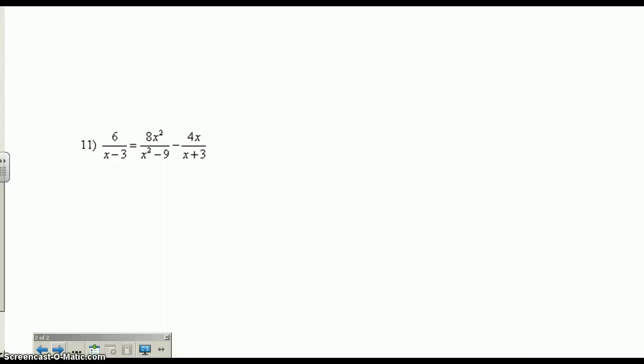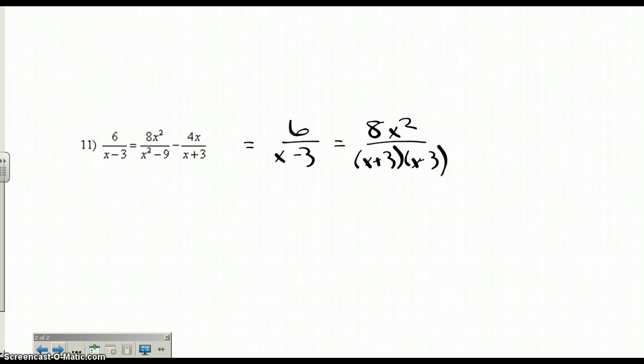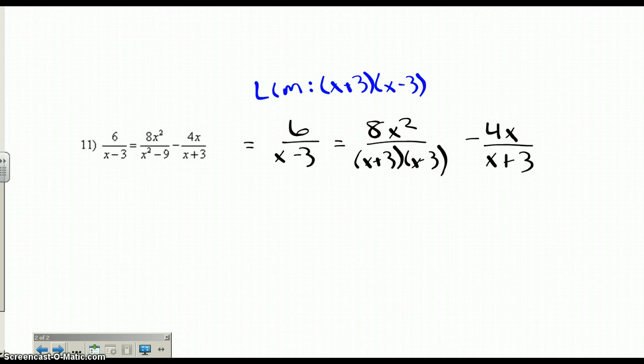So what I need to do is one more step, and I'm going to factor that middle rational expression. So I'm going to leave this one, 6 over x minus 3 equals 8x squared over x plus 3 times x minus 3 minus 4x over x plus 3. So now it's clear to see what the least common multiple is. That least common multiple is the product of x plus 3 and x minus 3.